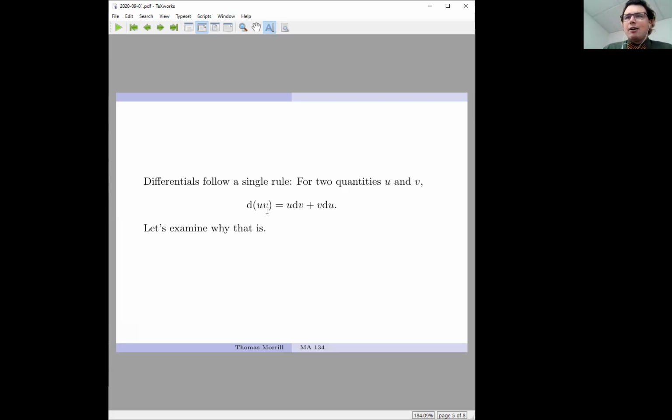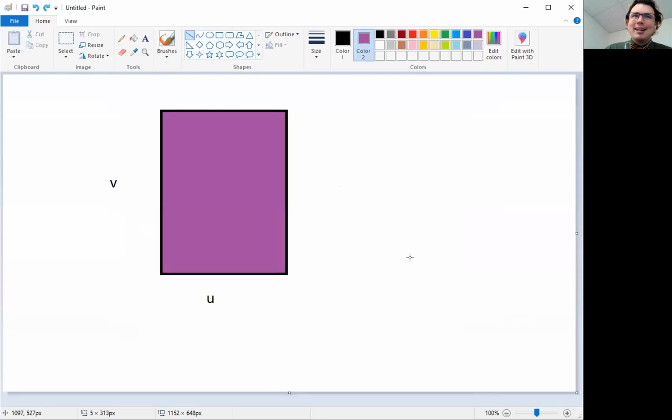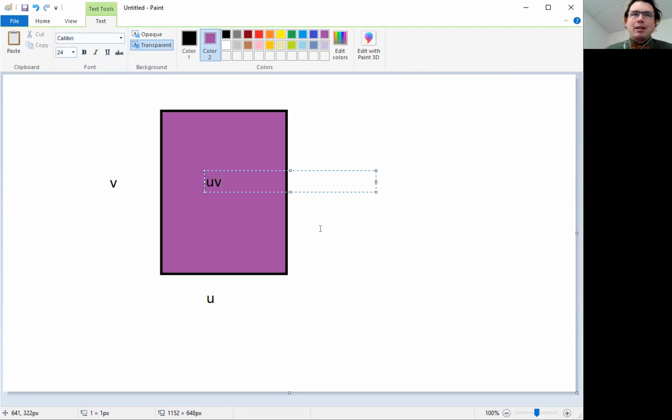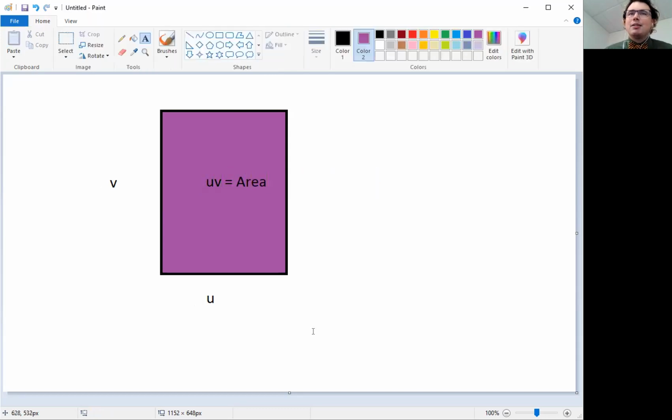And the formula is if you're calculating the differential of a product, then you get the first variable U times the differential of the V variable plus the variable V times the differential of the U variable. And I claim that that is actually a very intuitive rule so long as you have the right picture. And here is the picture that I want to look at. I have in purple a rectangle with side lengths U and V. So I know from regular geometry that the area is going to be U times V.